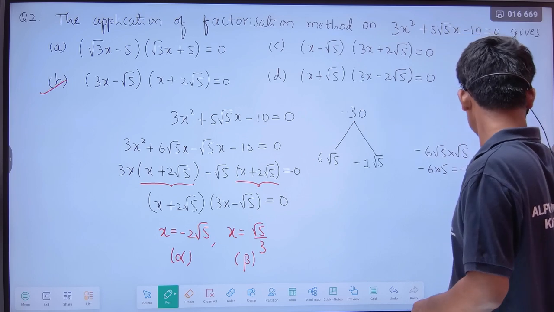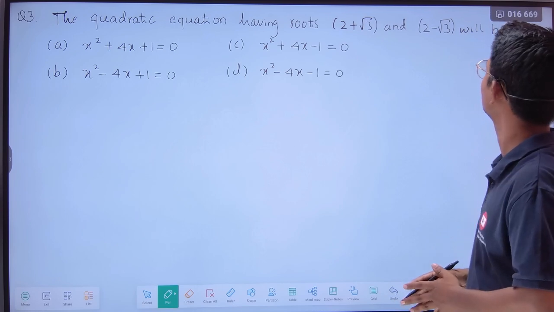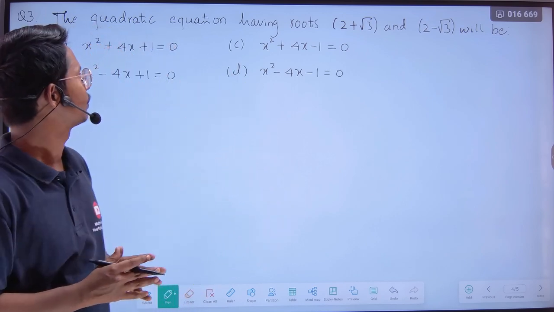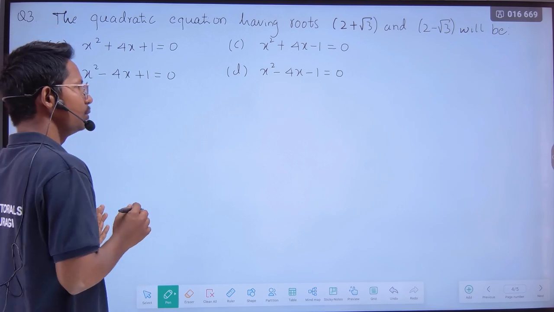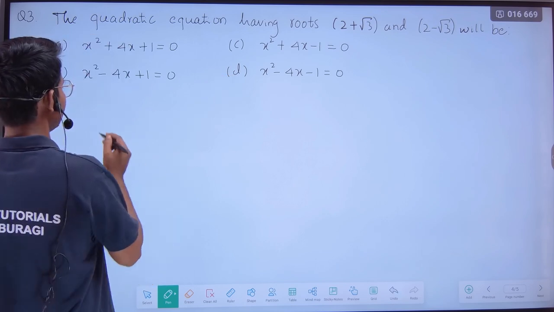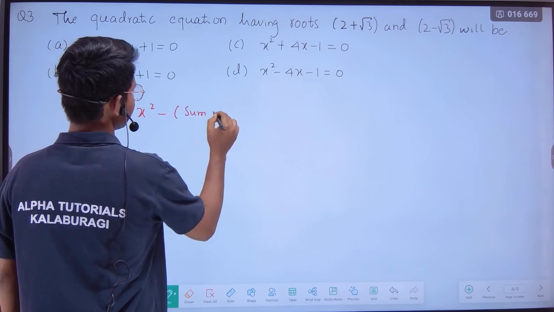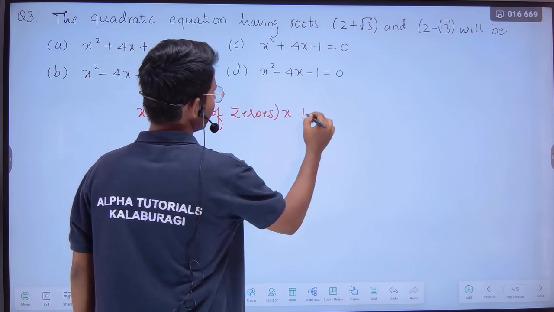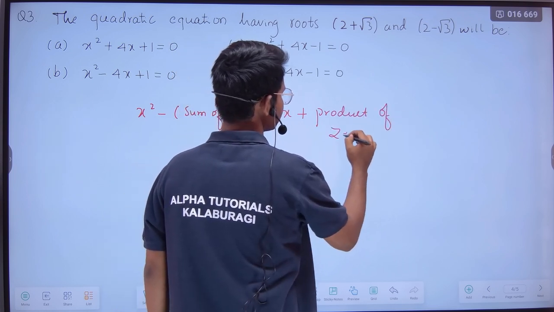Fine, next one. The quadratic equation having roots 2 plus root 3 and 2 minus root 3 will be, so they're expecting a quadratic equation from the zeros, or from the roots. Two roots are given, so we need to know the format. If zeros are given, how to get the quadratic equation? The format is x square minus sum of zeros into x plus product of zeros.